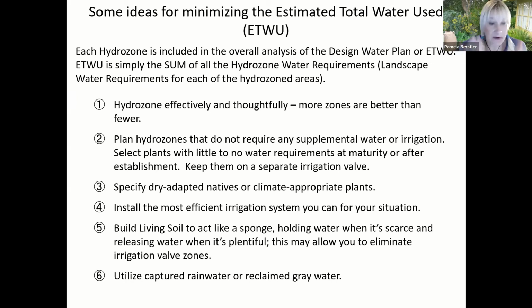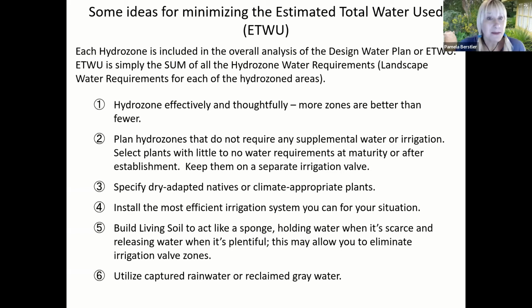And some of the things that you can do are hydrozone more efficiently. So if you hydrozone more efficiently, you would be able to get credit for areas that are low water use plants. You wouldn't be taking your whole mixed bed and using the higher plant factor on it. You would have some portion of that would be lower water use if you were hydrozoning more effectively.